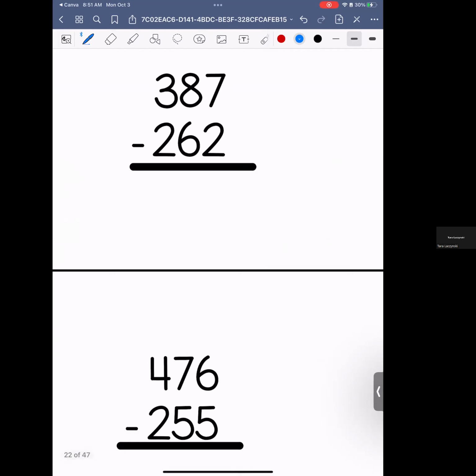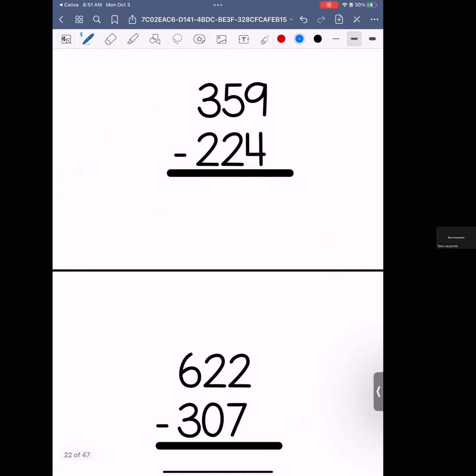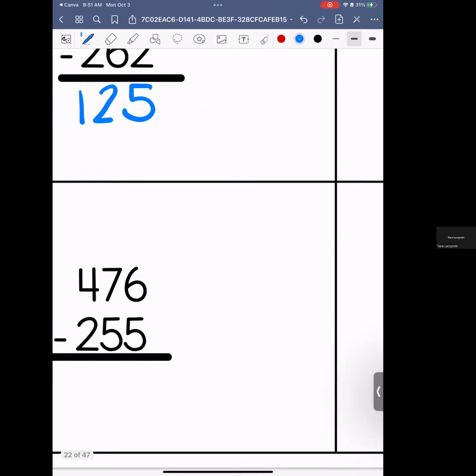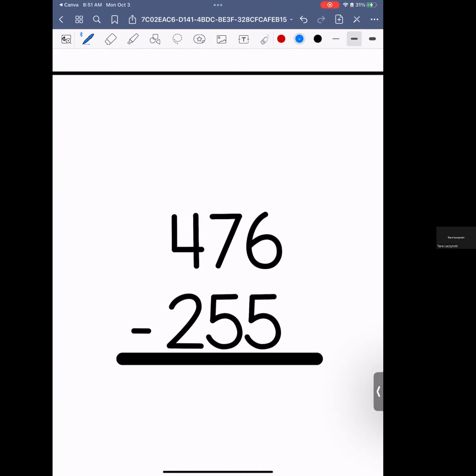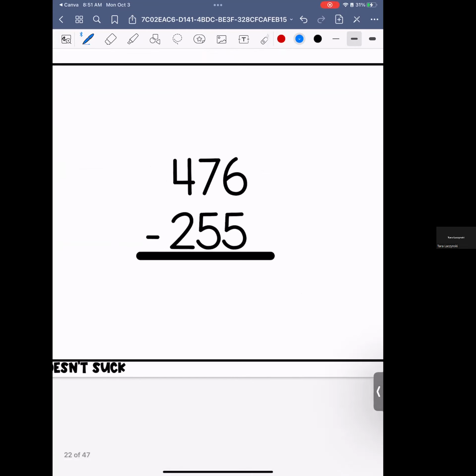387, take away 262. 7 take away 2 is 5. 8 take away 6 is 2. 3 take away 2 is 1. 125. Question number 4. 9 take away 4 is 5. 5 take away 2 is 3. 3 take away 2 is 1. 135. Last two. Remember, if at any point you need to pause or rewatch this video, please do so.